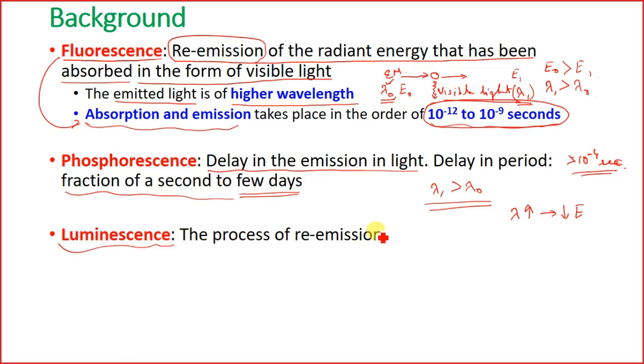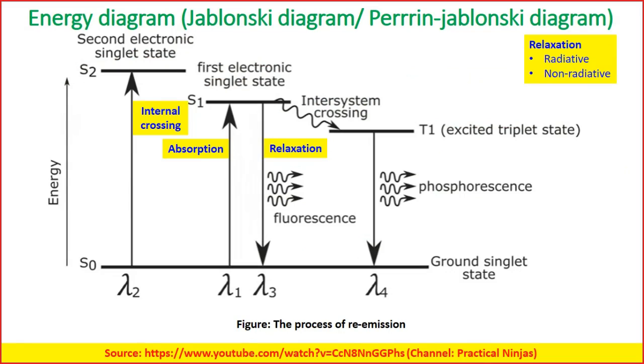Okay, so combining fluorescence and phosphorescence, we have luminescence. Okay, the complete process of the re-emission, that means combinedly both the fluorescence plus phosphorescence, is regarded as luminescence. Okay, it is regarded as luminescence.